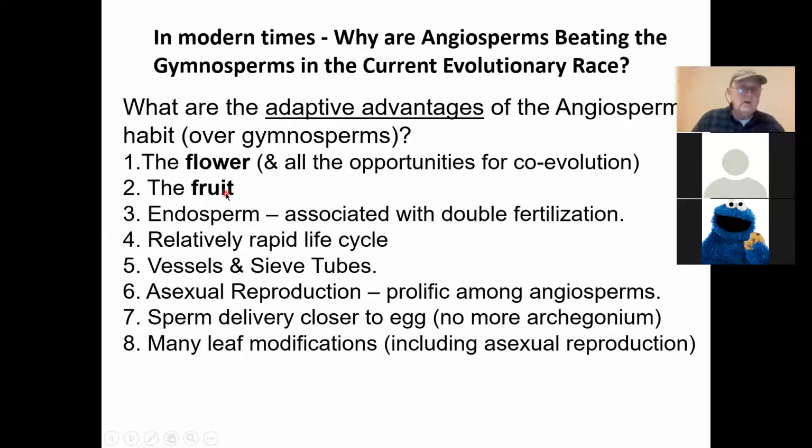The seed is, and think about it, gymno means naked. When you go to the gym, what do you do? You get naked in the shower, but hopefully nowhere else.